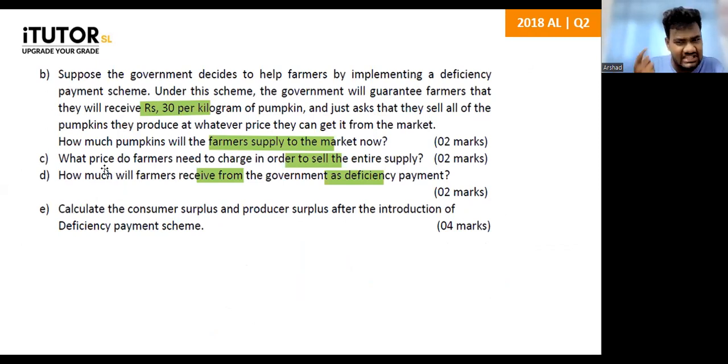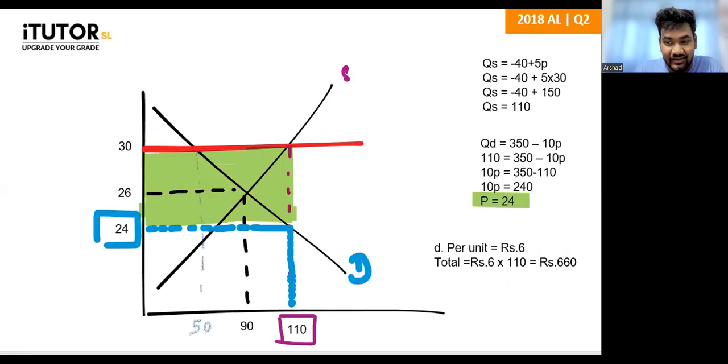We are not sure, are they asking for total or per unit? So give both nicely, okay? And then the last one. Calculate the consumer surplus and producer surplus after the introduction of the deficiency payment. Now for this, you need to have this thing, 660, guys. You can just give 660, no problem. You don't have to make it 660,000. 6 rupees into 110. Okay.